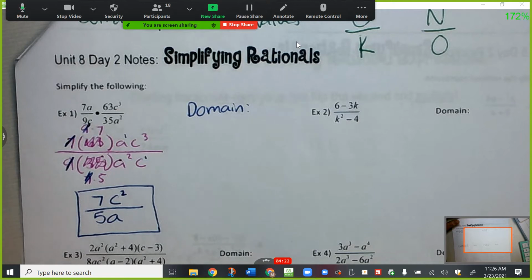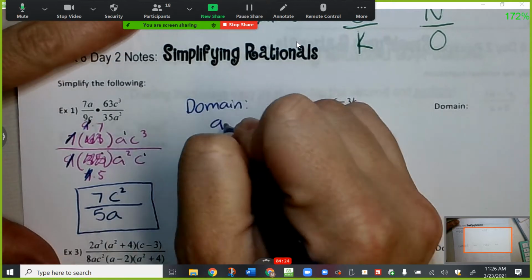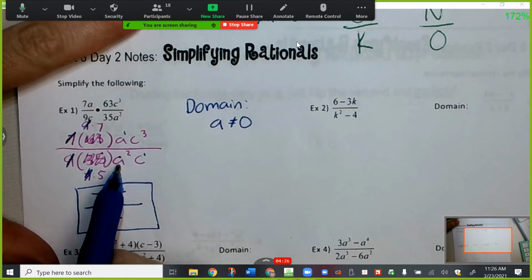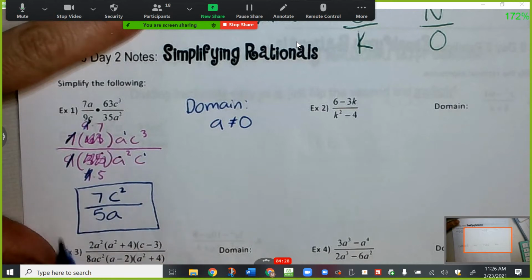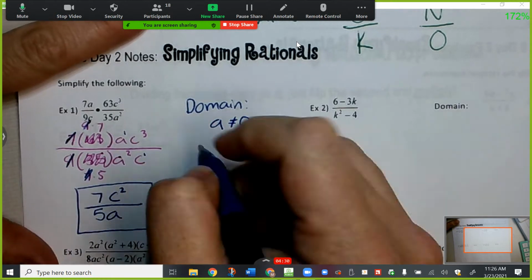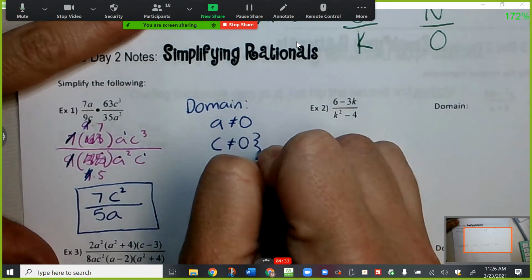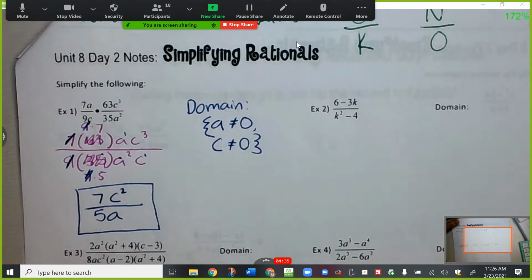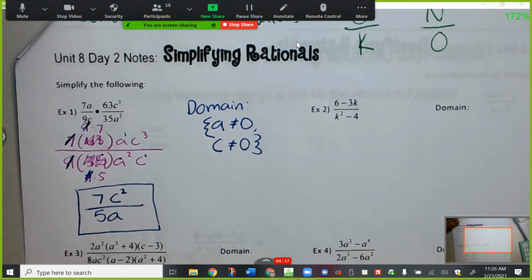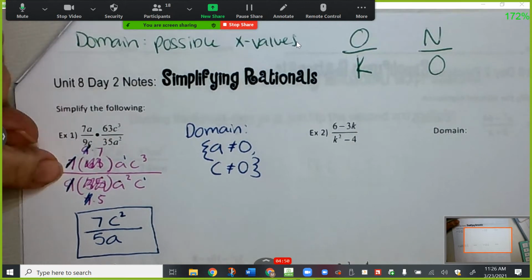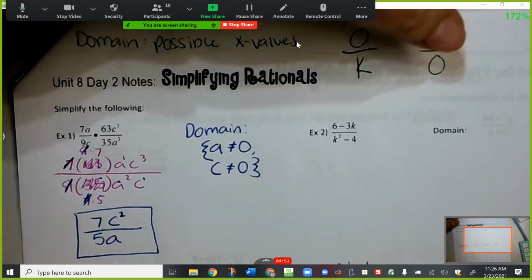Okay, so knowing that, A cannot equal 0, because if A was 0 on the bottom, the whole denominator would have turned into 0. And C can also not be 0. Because again, if A or C were 0, the denominator would equal 0, and that's not okay.